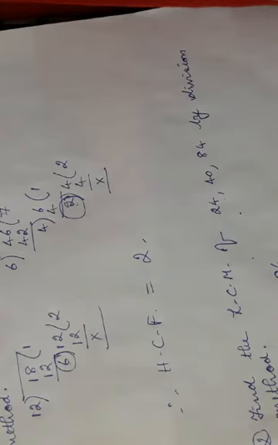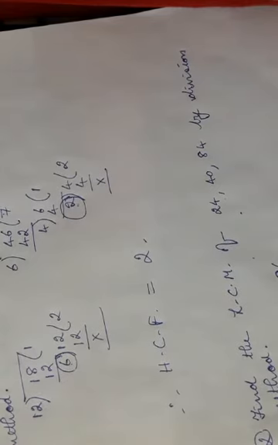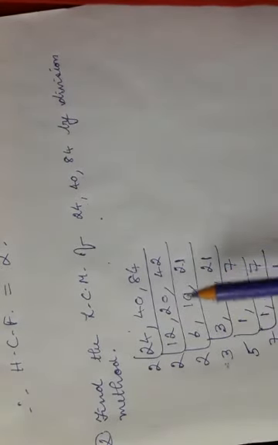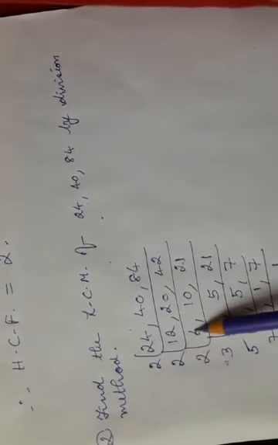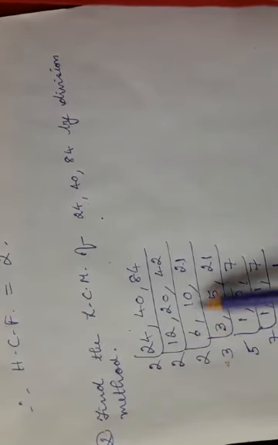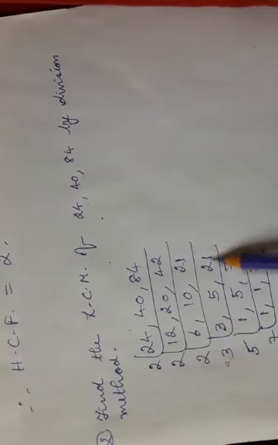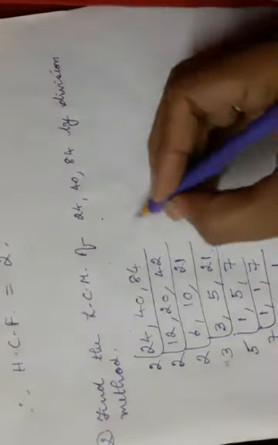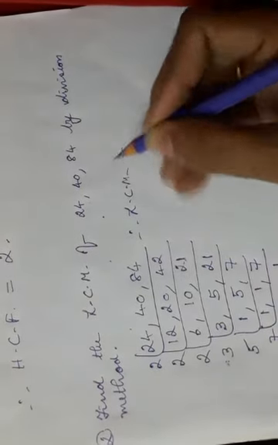Now 7 ones are 7. Clear? Now in LCM what do we have to do? We have to multiply all the numbers. See, 2 12s are, 2 20s are, 2 42s are, 2 6s are, 2 10s are. Now this will not, 2 21s are. Now we can see here only these two numbers will go by 2. We will write this number as it is. So 2 3s are, 2 5s are. Now this will go by 3: 3 ones are, 5 will remain the same, 3 sevens are, now 5 ones are, now 7.